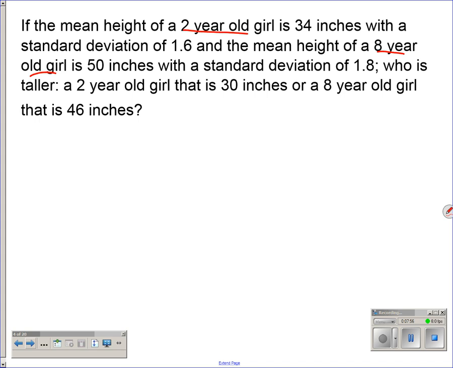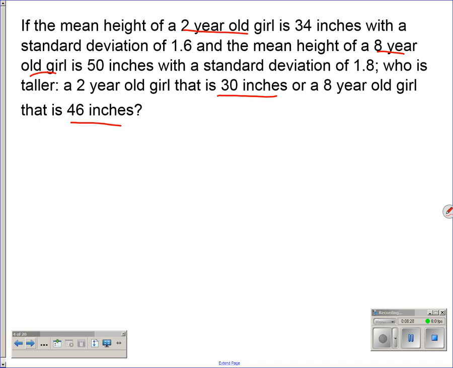It says if the mean height of a 2-year-old girl is 34 inches with a standard deviation of 1.6 inches, and the mean height of an 8-year-old girl is 50 inches with a standard deviation of 1.8 inches, who is taller? A 2-year-old girl that is 30 inches or an 8-year-old girl that is 46 inches? Okay, I get it. Obviously, the 8-year-old girl is taller, but what this question is missing is relative to their age. Okay, who's taller relative to their age, right?